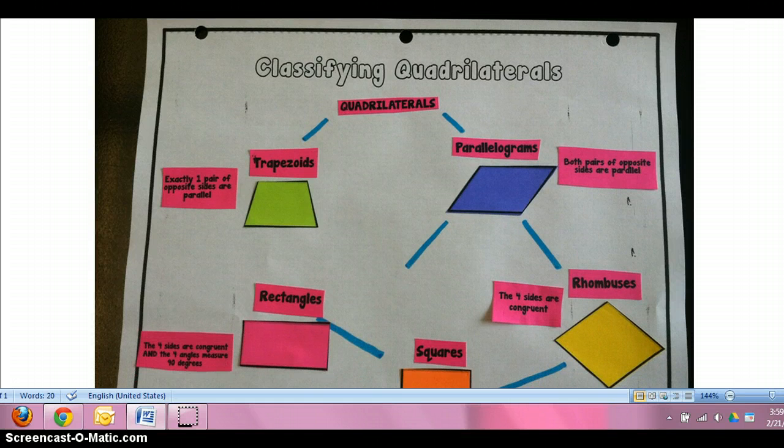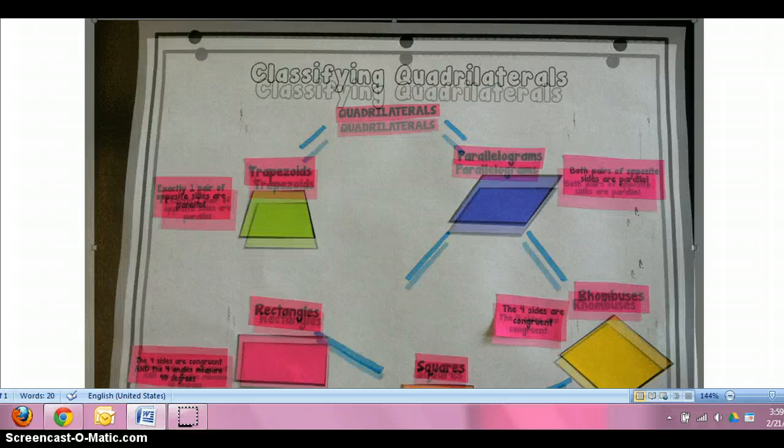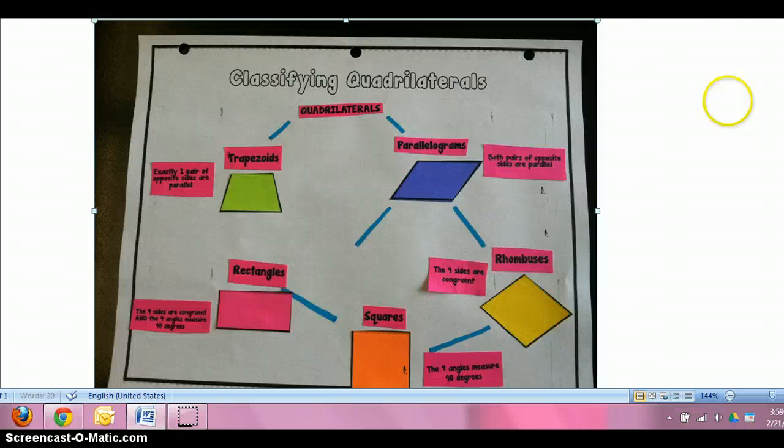All right, classifying quadrilaterals. This is a tree map of quadrilaterals. And this tree map, I'm going to make it just a little bit smaller so we can fit the whole thing on the screen. There we go. Now we have quadrilaterals. First, quadrilaterals can be broken up into 2 sections, trapezoids and parallelograms. Trapezoids have 1 pair of opposite sides that are parallel. So in this picture, the top and the bottom.